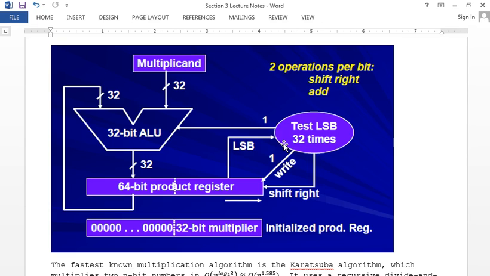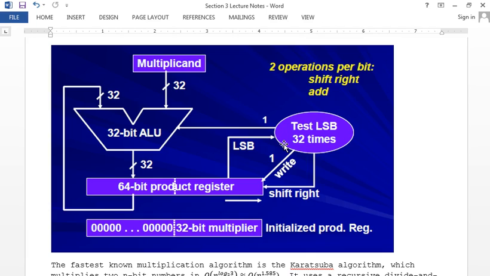It's 0. Should I add? Nah, just add 0, right? So then my initial product register is going to say 0, 0, 0. Then I shift the multiplicand right, so the multiplier right. So now it becomes 0, 1, 0, 0, 1, right?